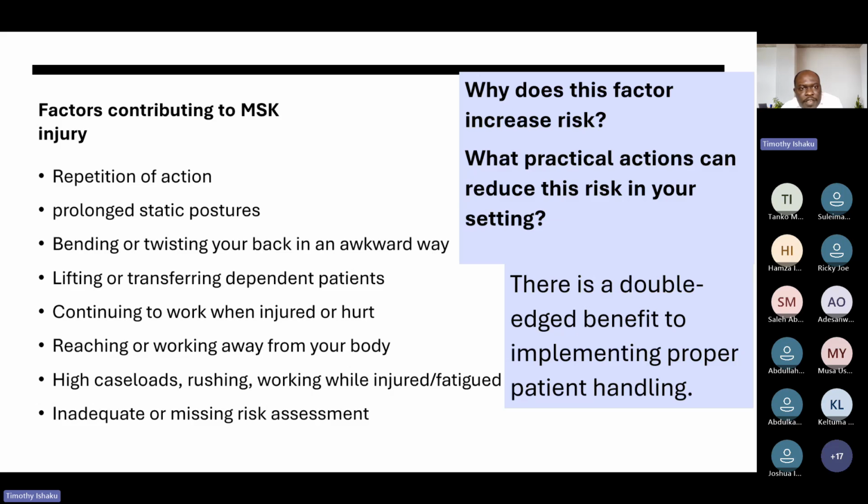But also the other side is our patients. Our patients probably have suffered the consequences of our lack of proper handling techniques, whereby we cause further injury to them instead of helping them.